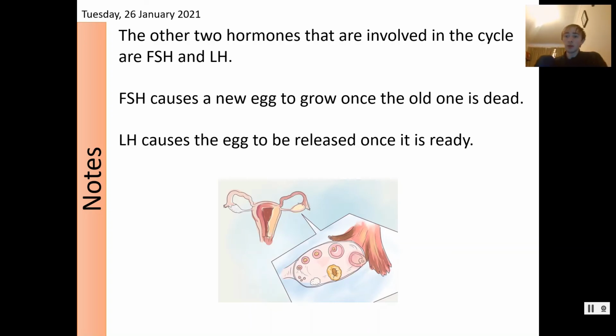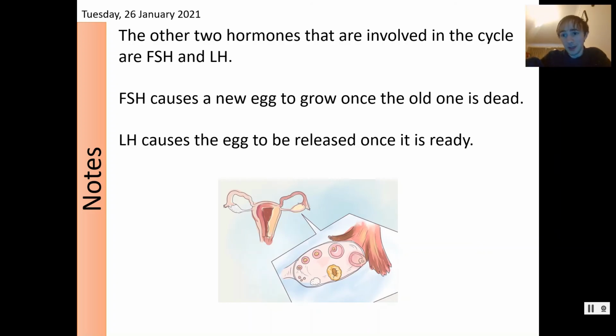Okay, so the egg sits in the ovary. There's loads of eggs in the ovary. Some FSH is released, and that causes one of the eggs to start to develop. And then eventually, once it's grown enough, about day 14, a load of luteinizing hormone, LH, leaving hormone, causes the egg to leave into the fallopian tube.